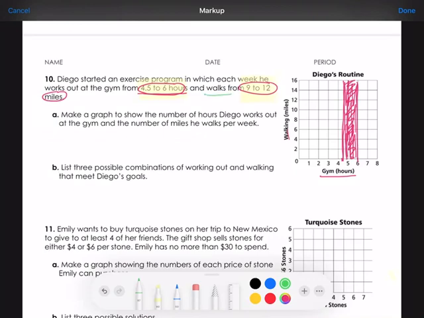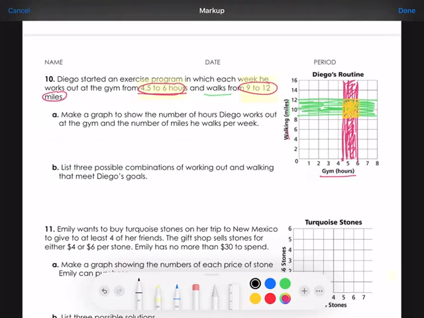All right. And the next range we're given, he's walking, which is on this axis, 9 to 12 miles, and this is in miles. So I'm going to fill in from 9, which is between 8 and 10, so between 9 and 12. I'm going to fill this in. So that's my graph. And then we want to list 3 possible combinations of working out and walking that meet Diego's goals. So his ideal range is to be in this area where the 2 graphs overlap. This is his goal.